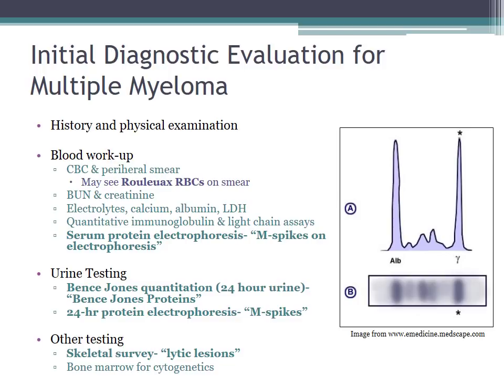One test that is helpful is a quantitative immunoglobulin and light chain assay to look at some of the changes in the amount of immunoglobulin in the blood. And the most important test would be a serum protein electrophoresis, specifically looking for M spikes, which are a result of the increased M proteins related to the increased light chains in the blood.